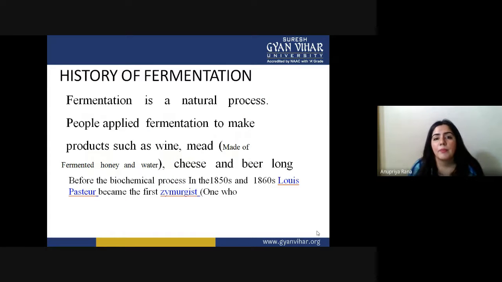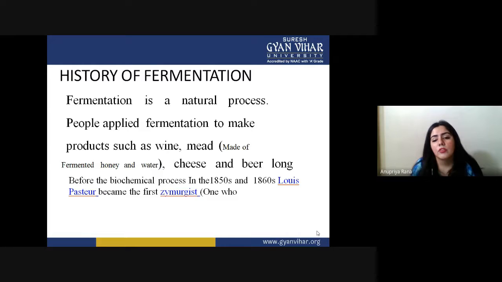Now, take a deep look into the history of fermentation, because the process relies on its historical mentors. So basically, this whole fermentation process is very old, and it was a natural process. Man didn't make it. It's naturally present in our environment. People applied fermentation to make products such as wine, mead, fermented honey water, cheese, and beer. So a lot of things can be made from the fermentation process.